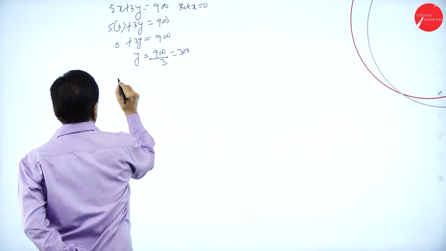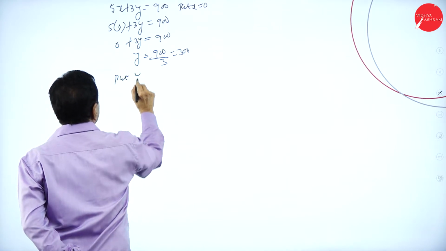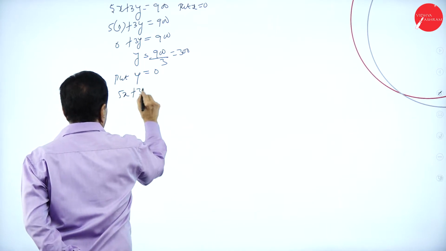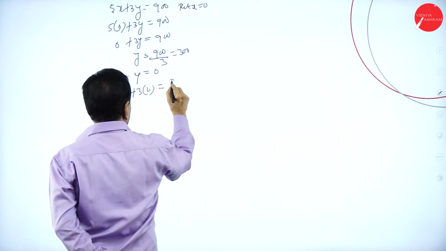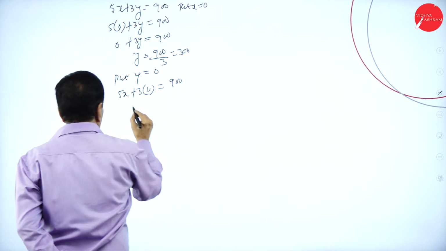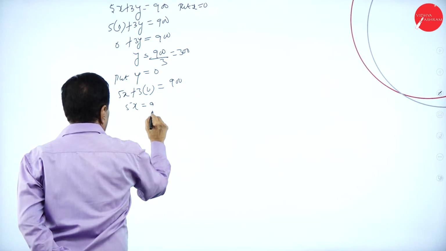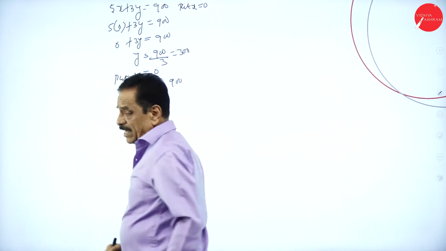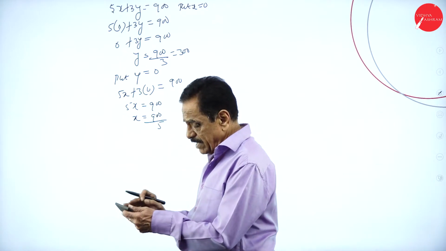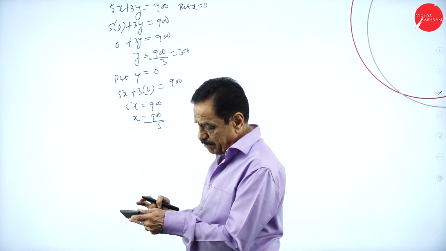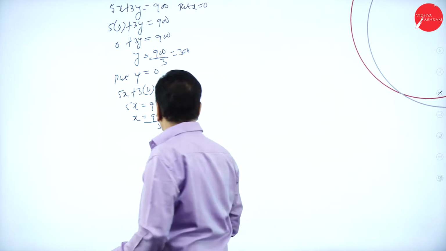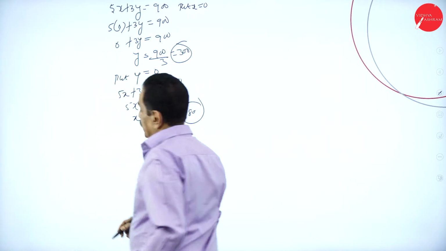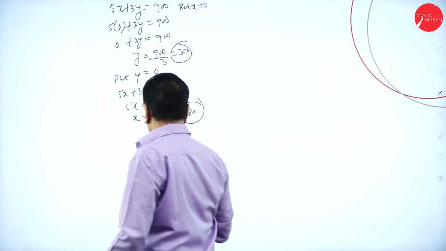Then put y is equal to 0. 5x plus 3 into 0 is equal to 900. So 5x is equal to 900. X is equal to 900 divided by 5, so 180. This is the x value. We make a graph of this.